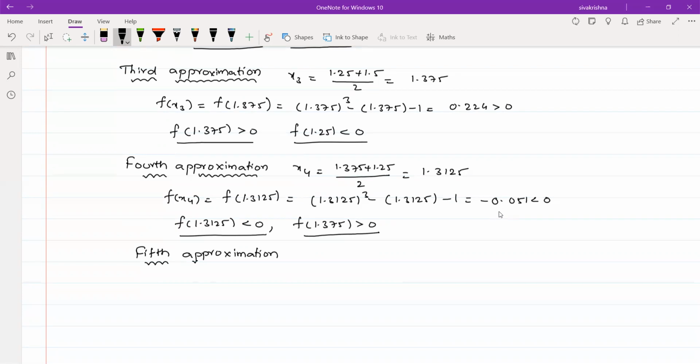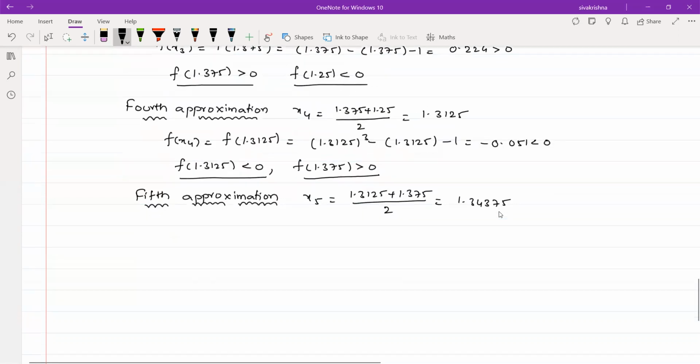So the fifth approximation, that is x5, is equal to, once again, the average of those two numbers, that is 1.3125 plus 1.375 by 2. For the numbers which have opposite signs, we have to find the average. So 1.3125 plus 1.375 by 2 is equal to 1.34375. Till now only one decimal place is equal. It means we have to continue some more approximations.